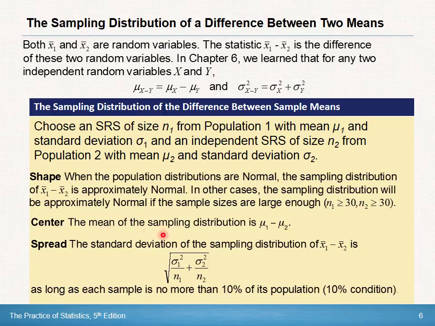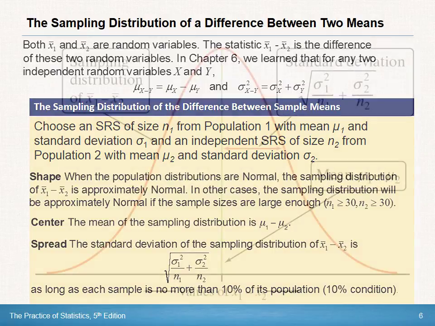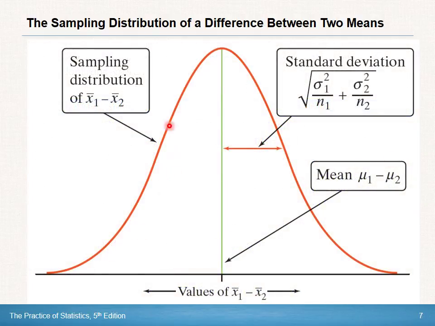The center is the mean of the sampling distribution: take the population mean minus the population mean. And to find the standard deviation of the sampling distribution, it's the square root of the population variance over the sample size plus the population variance over the sample size, as long as each sample is no more than 10% of its population, the 10% condition. So here again, we have a normal curve. We have one standard deviation away. All the values of the differences would be along the x-axis, and this right here, the difference of the population means, is going to be your center.